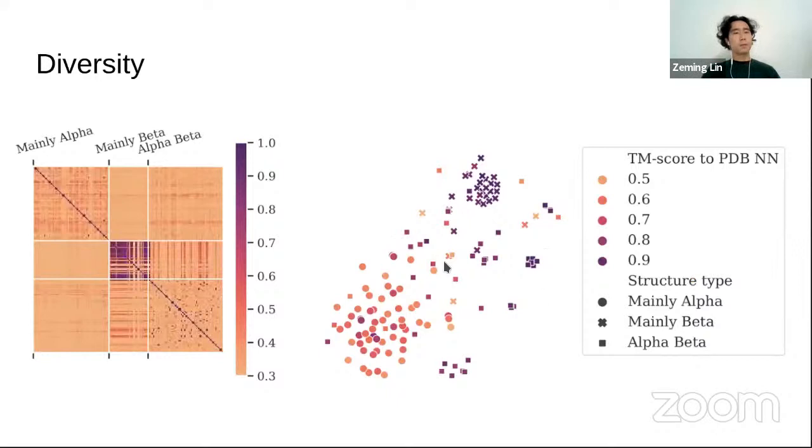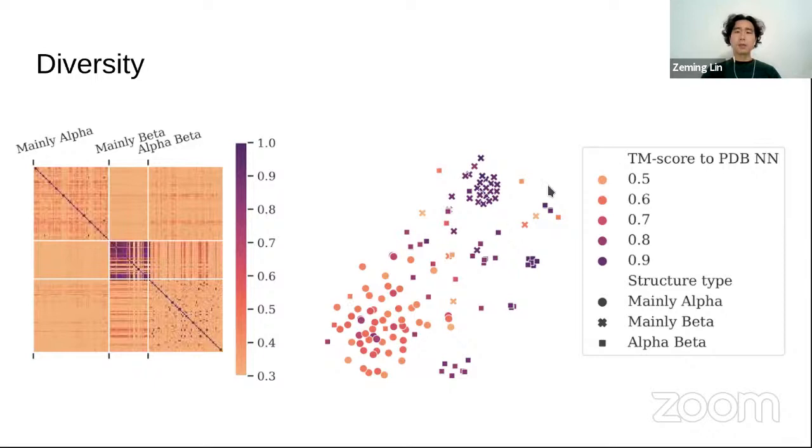Okay, no. And we also looked at diversity. So we can separate them into mainly alpha, mainly beta, or alpha-beta proteins. And you can see that most proteins' pairwise diversity, according to TM score, that's structural alignment, is quite low. But for the beta proteins, we found some evidence of overfitting. We suspect that this is probably due to our data set, and we're looking into ways to mitigate this.